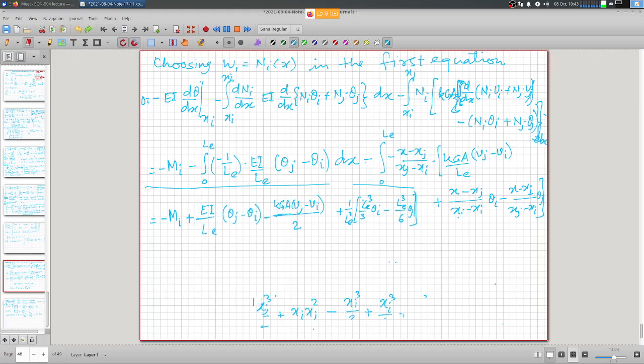There should be some block delete feature somewhere, I don't know. Okay, so now we can correct the terms. So 0 is equal to minus Mi plus EI by Le.